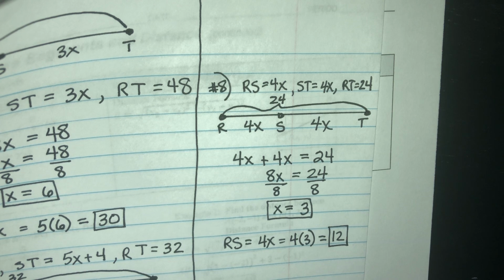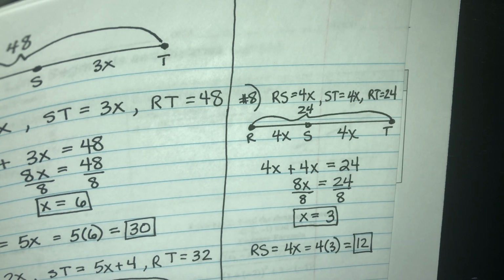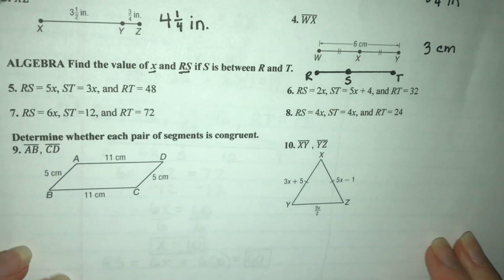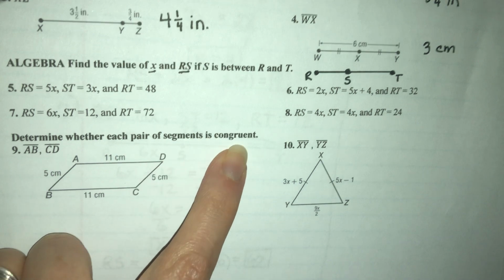Okay, we made it through our algebra problems. Woohoo! Now we'll move along to, at the bottom, problem 9 and 10. Determine whether each pair of segments is congruent.